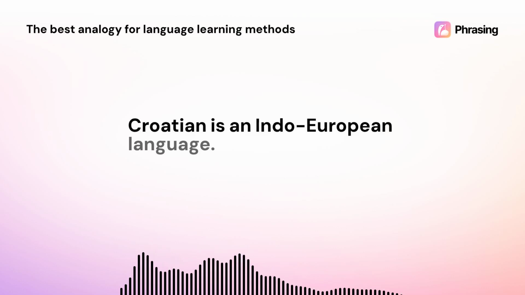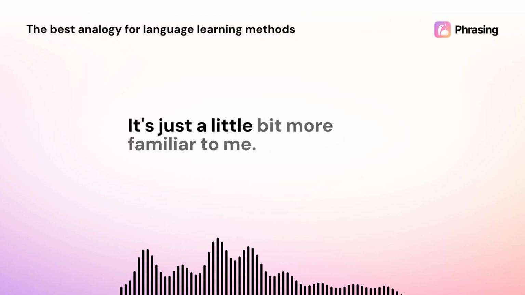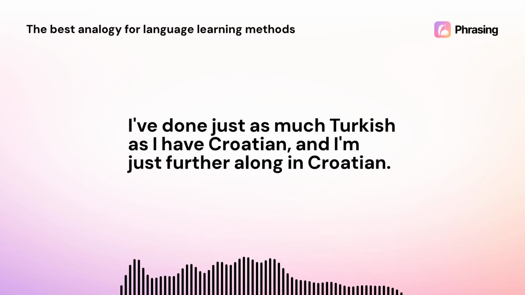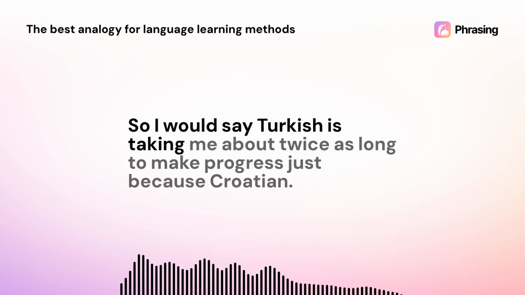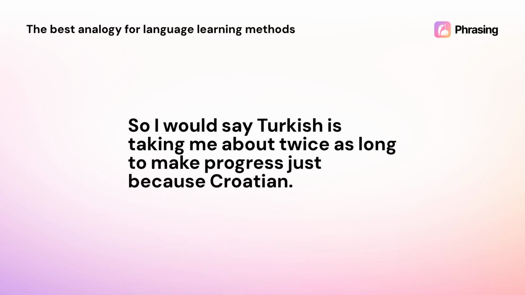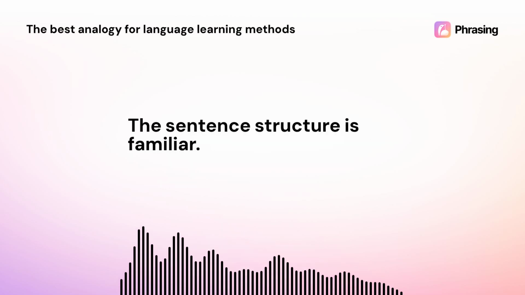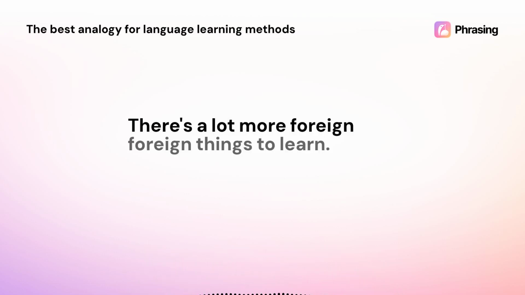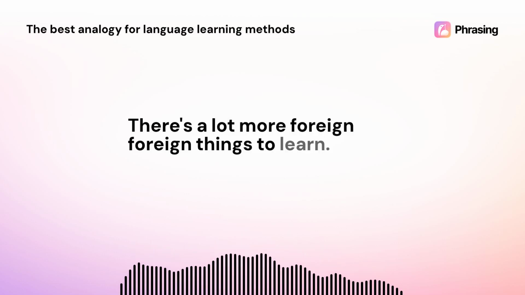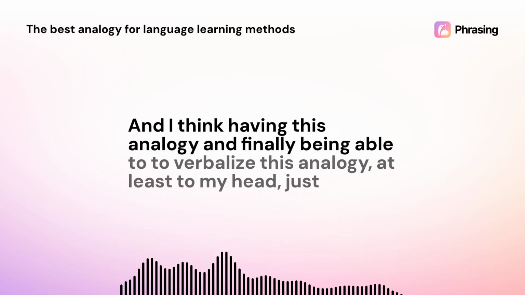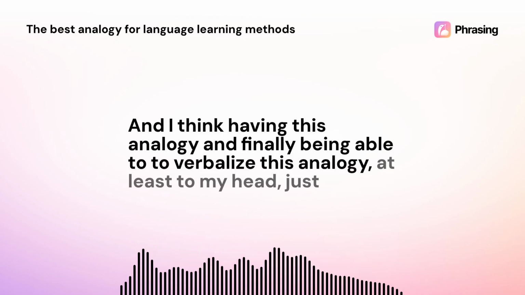Croatian is an Indo-European language. It's just a little bit more familiar to me. I've done just as much Turkish as I have Croatian, and I'm just further along in Croatian. So I would say Turkish is taking me about twice as long to make progress, just because Croatian is familiar, the sentence structure is familiar, the way they say things is familiar, where in Turkish there's a lot more foreign things to learn. And I think having this analogy and finally being able to verbalize it, at least in my head, something just clicked.